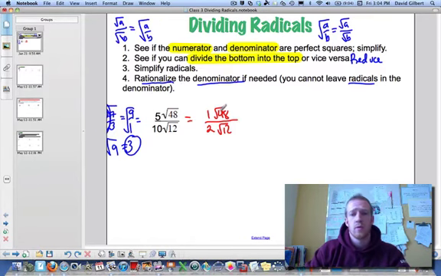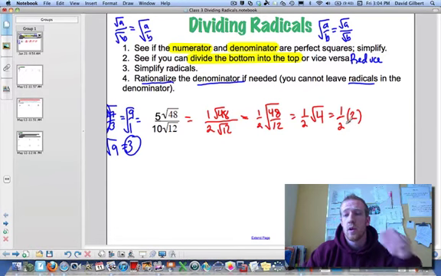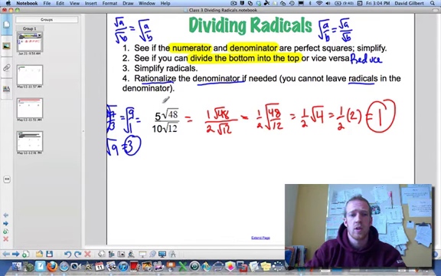I could simplify the root 48 and the root 12 first and see what cancels. But I notice that 12 goes into 48, so I'm going to write that as 1/2 times the square root of 48 over 12. What's 48 divided by 12? That's just 4. So that's 1/2 times the square root of 4. The square root of 4 is 2. So that's 1/2 times 2, which is just 1. There's my final answer. So this all simplified to 1.